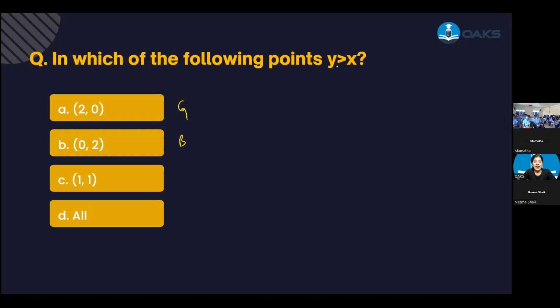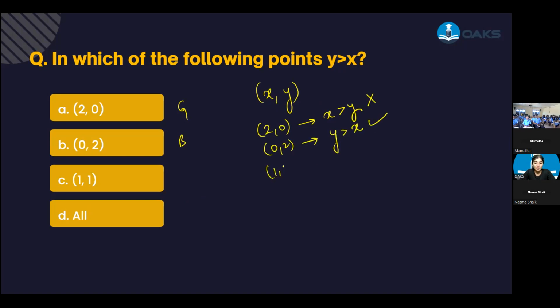Great. So, y is greater than x. First of all, what is x and what is y? These are x and y in an ordered pair, so x will come first and y will come after. Let's take (2, 0). Here x is greater than y, and that is not our case. We asked y is greater than x. Now in (0, 2) we have y greater than x. Great. In (1, 1) we have y equal to x.